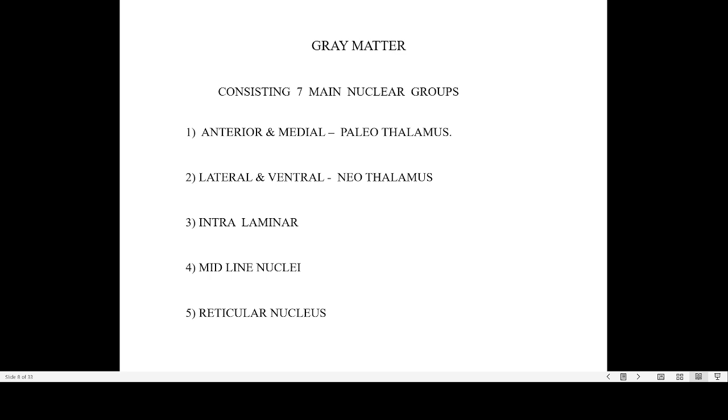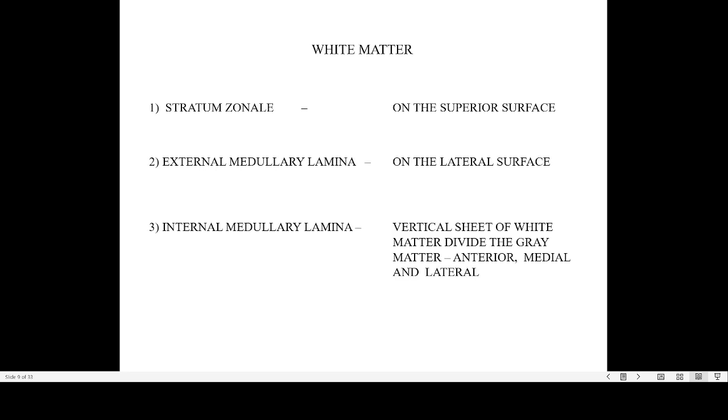The internal structure has the grey matter and again the white matter. Here the grey matter usually consists of the 7 main nuclear groups: number 1, anterior and medial, lateral and ventral, intralaminar, midline nuclei, and reticular nucleus. These are the 7 main nuclei, that is grey matter.